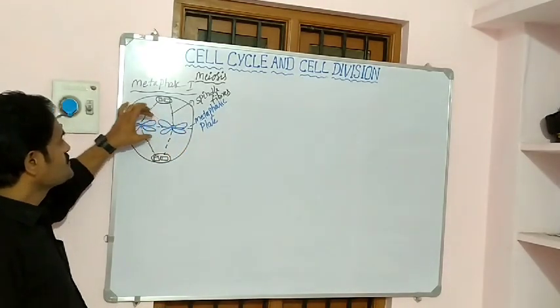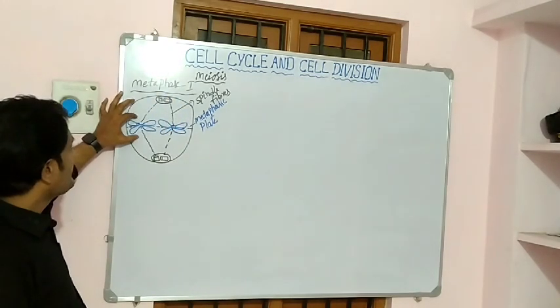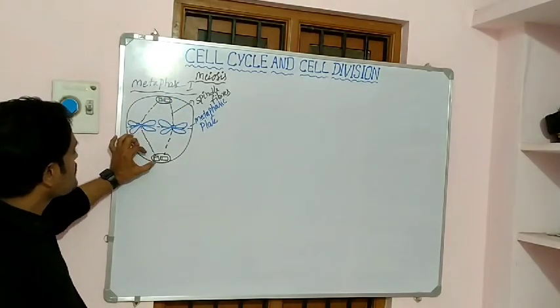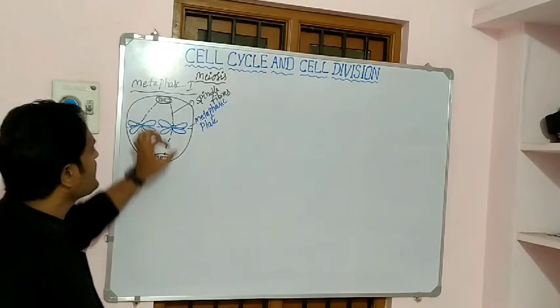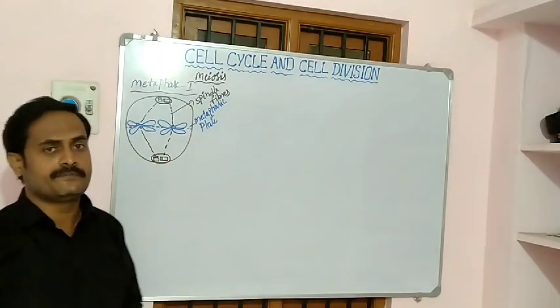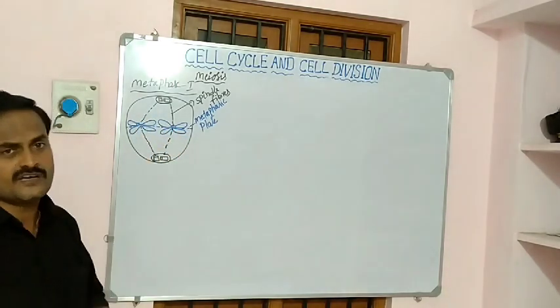So what kind of change do we notice in the metaphase? The chromosomes reach the center of the cell. Then the centrioles start to release the fiber-like arrangements. These fiber-like arrangements are called spindle fibers. The spindle fibers attach to the centromere of the chromosome.